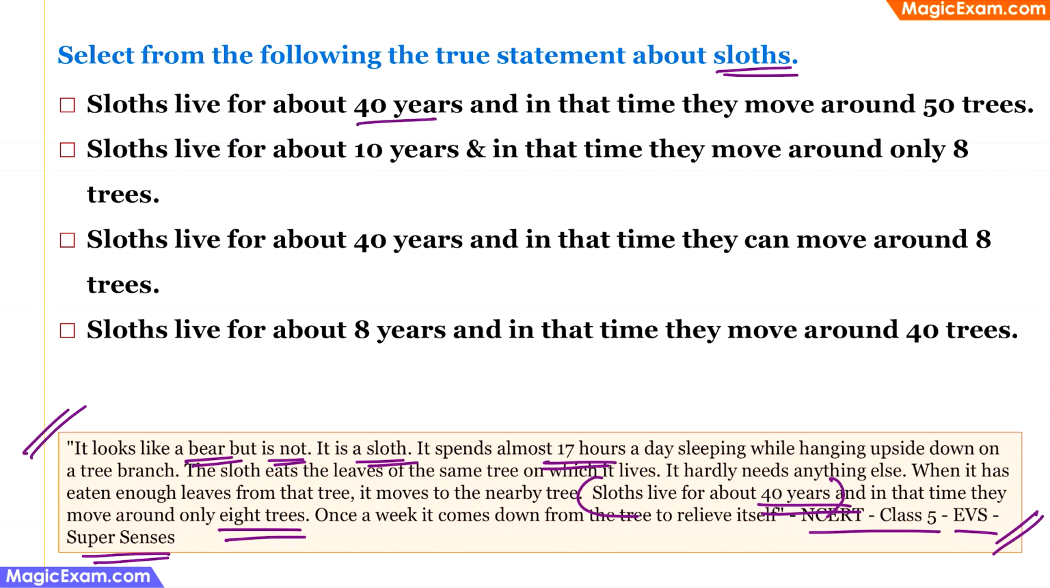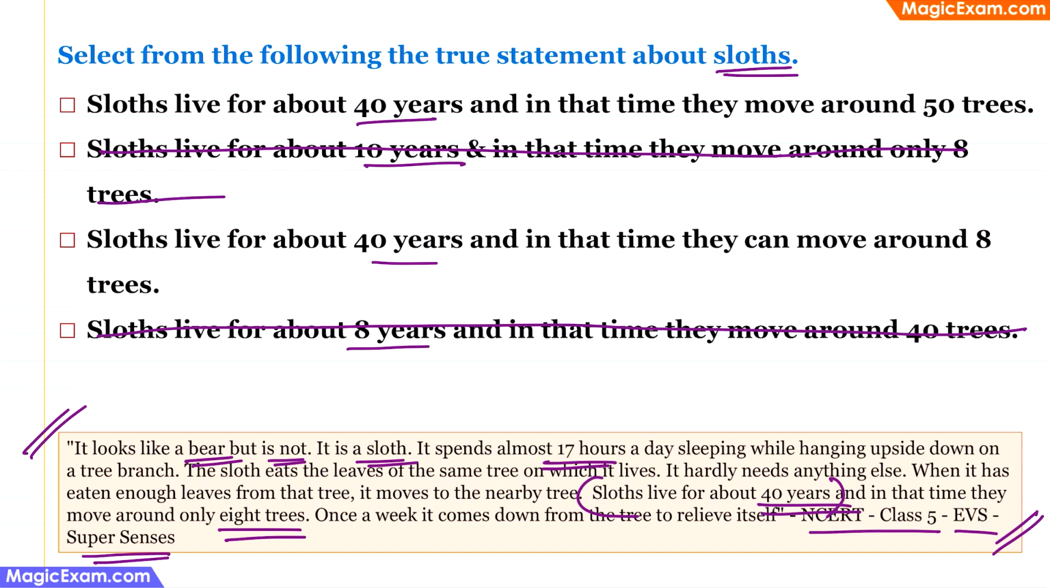Okay. The next one says sloths live for 10 years. Therefore, this can be eliminated. And then sloths live for 40 years. This seems to be correct. And then the last one says sloths live for 8 years. So this also can be eliminated. So now we have two options left.